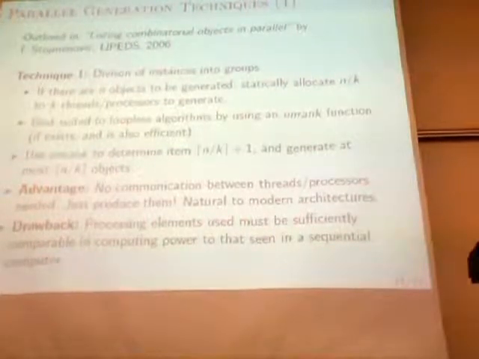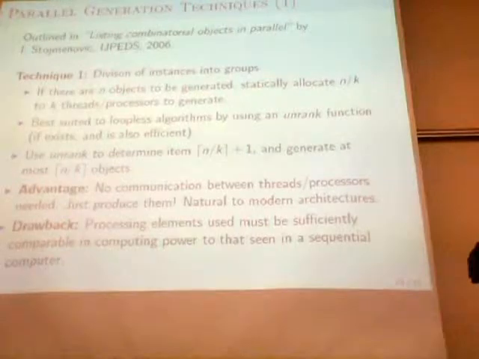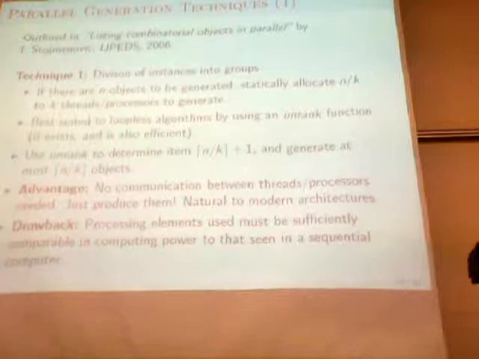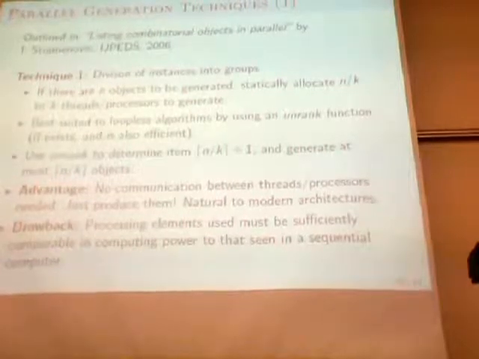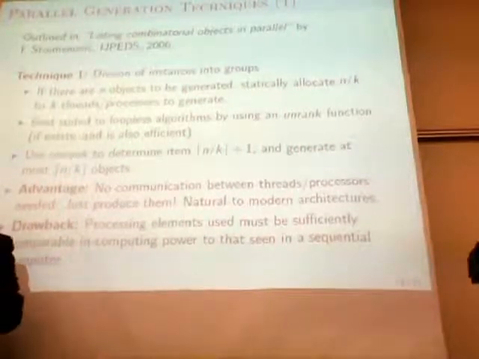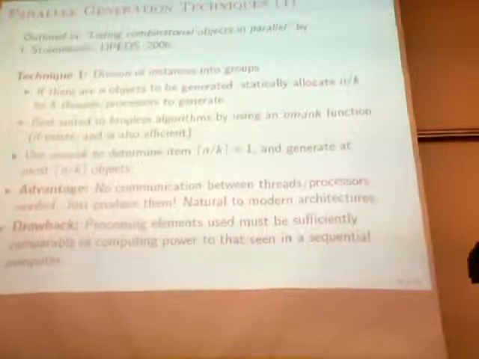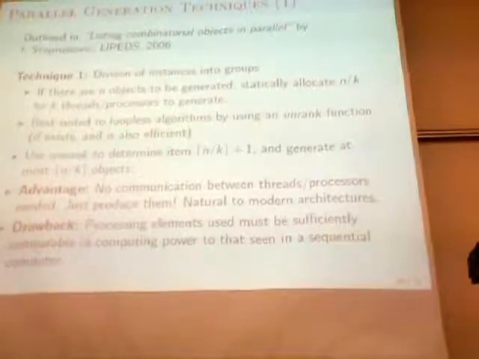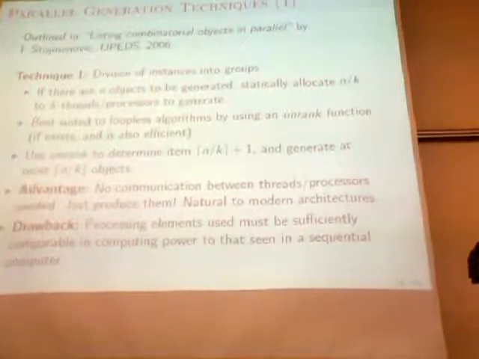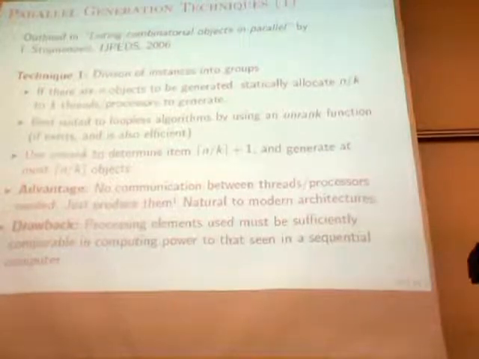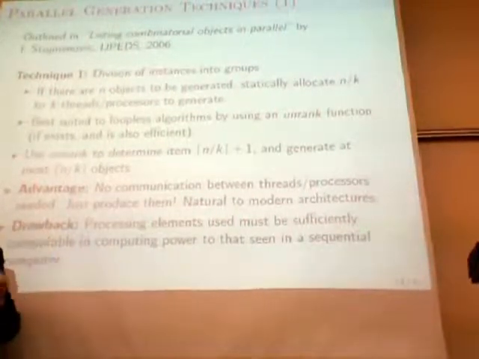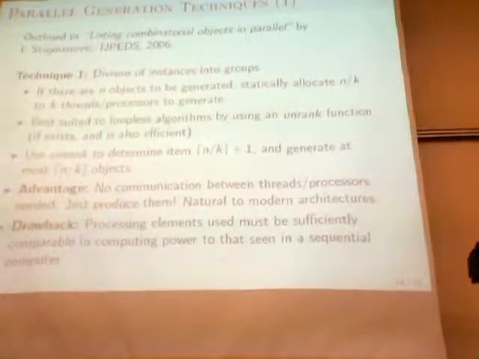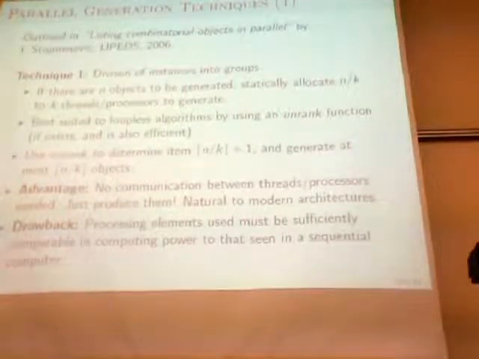All you do is, if you have n objects, break them up over the number of processors, or in our case, threads. What we want to do is use loopless algorithms. I'll give you one example, though the technique I'm going to use is the third one that I'll show you. If you have an unranking function, all you need to do is generate at most the ceiling of n over k objects each. Why? Because you break them up into chunks if you're able to determine a given object, having assigned them some order, say lexicographic, alphabetical, whatever it may be.